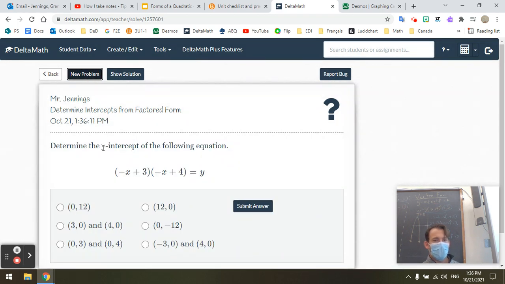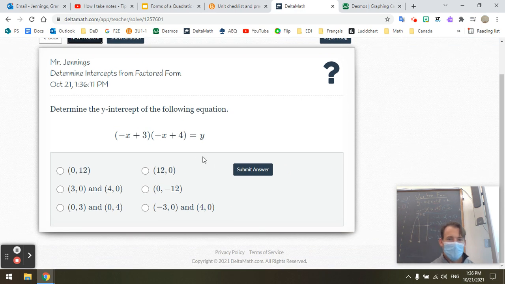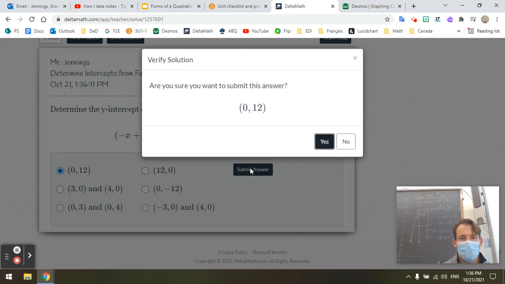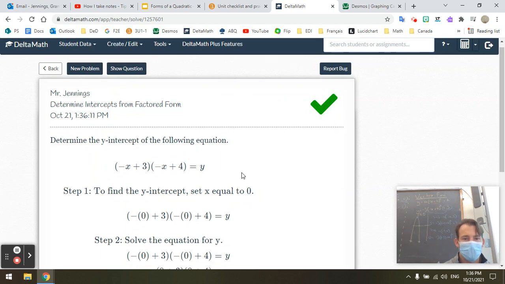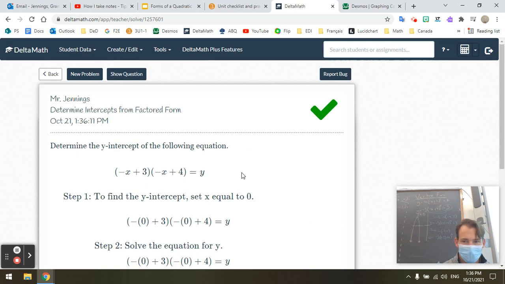So now, let me show you how to answer one of the y-intercept questions. I honestly didn't know that there were y-intercept questions in here, but here we can find the y-intercept. To find the y-intercept, take this, multiply it by that. And that will give you your y-intercept. Here, the y-intercept is not 12, 0. It's 0, 12. There it is. Submit answer. Yes. Multiply this by this, and that will give you the y-intercept.